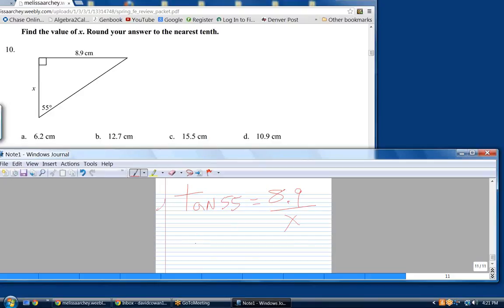Well, let's rearrange it so that we're solving for x. What is x going to be equal to? X equals negative tan 55. No, not negative. Where'd you get the negative? In other words, we're going to multiply both sides by x. So we're going to have x tan of 55 equals 8.9. And then we're going to divide both sides by tan of 55. So x is going to be 8.9 divided by the tan of 55. So it comes to 0.16.